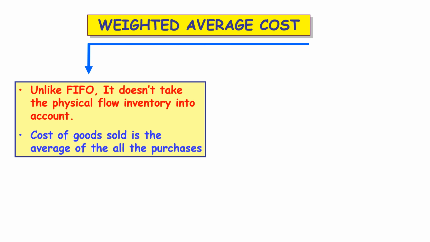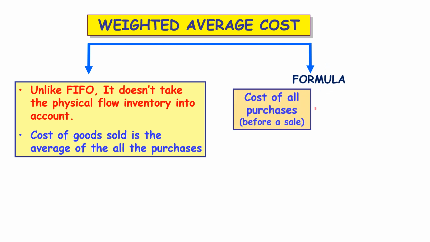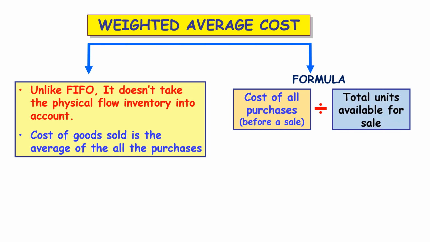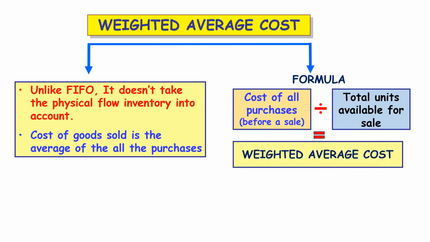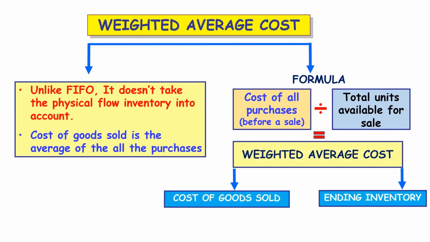Now, how does it work? How do we find out the average cost? Here's a formula. You find out the cost of all your purchases and divide that by the total units that are available for sale. This will give you an average cost.